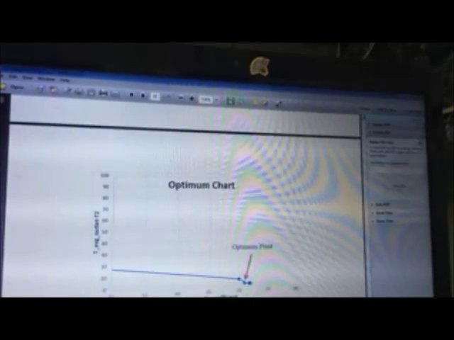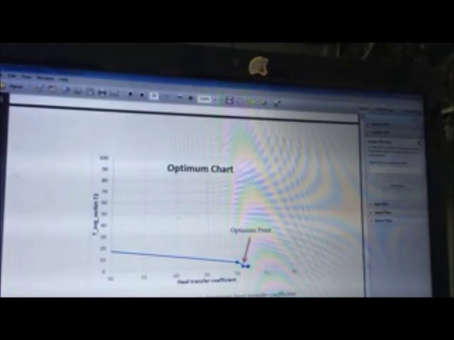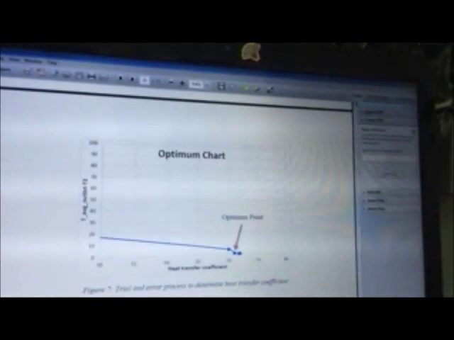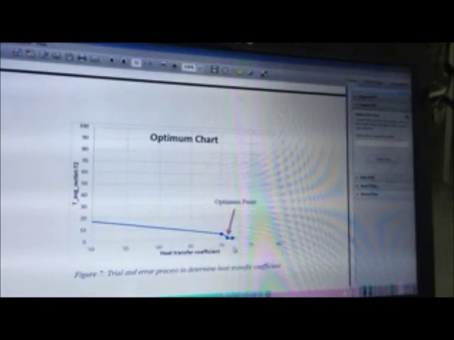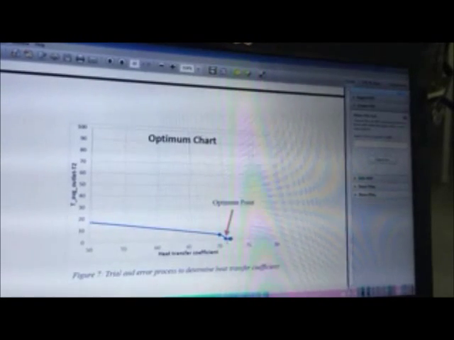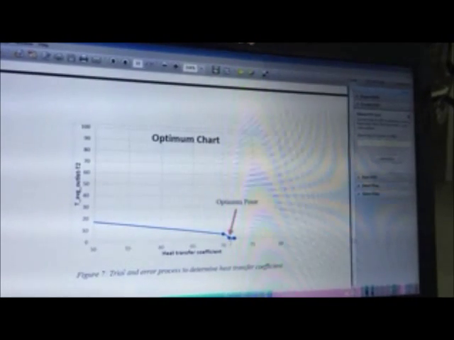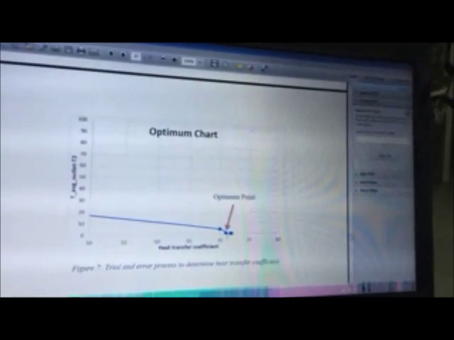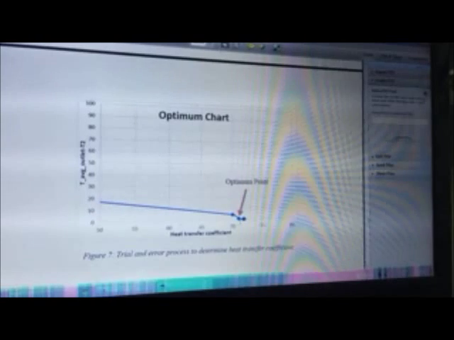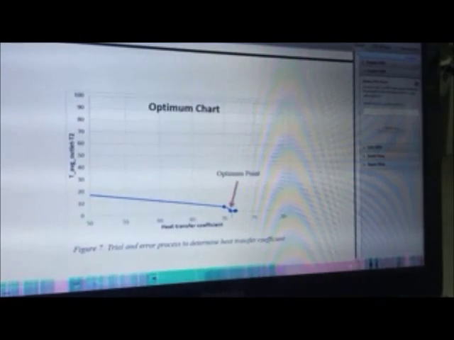And we also plot the optimum chart, which is our trial and error process to determine the heat transfer coefficient. And we can see the optimum point is around 71.5, at which point we get the outlet temperature of 111 degrees Celsius.